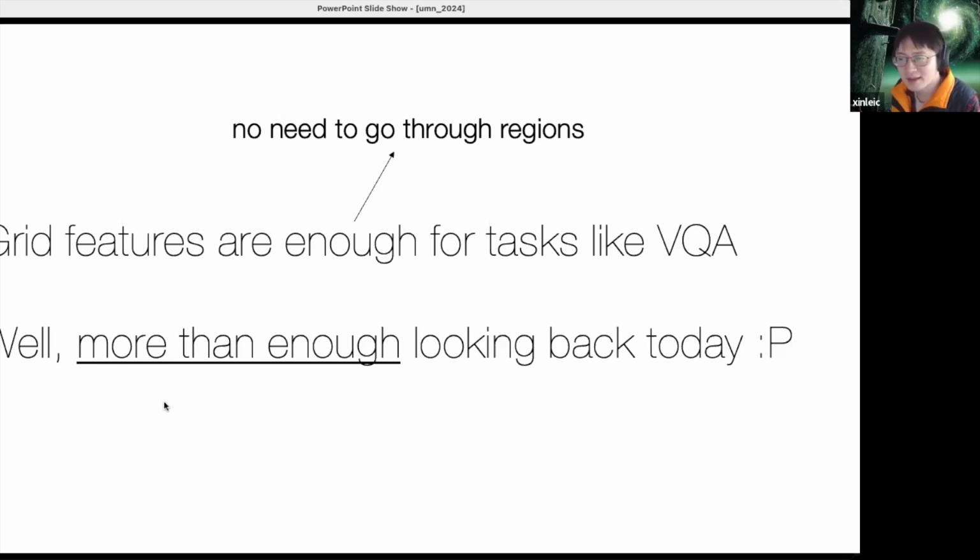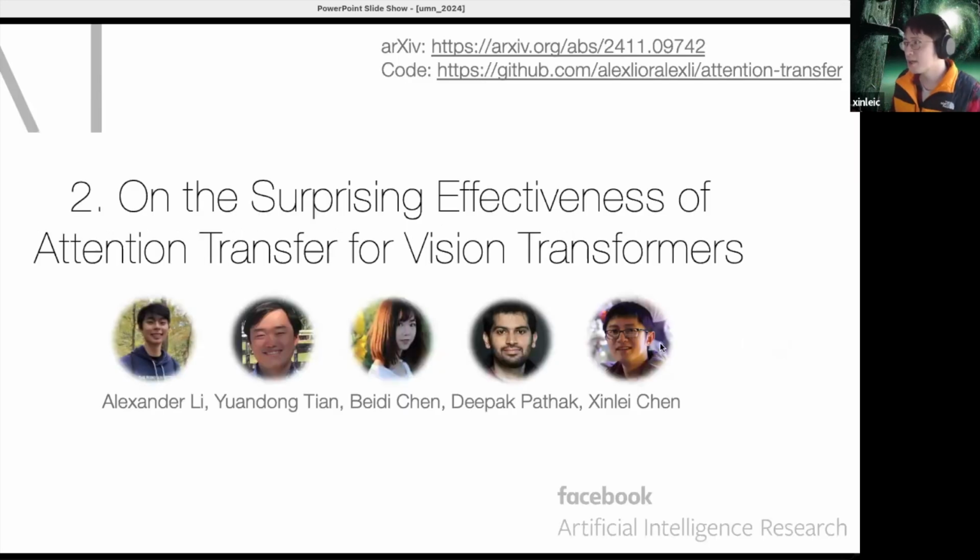Well, these days, if we look back after 4 years, we find that it's actually more than enough, because nowadays people do not talk about region features at all. Nowadays, people just talk about pre-training with large language models, and then you adapt the language models for some vision task, a multimodal vision language task like VQA. And this is more than enough to get really good performance or zero-shot performance on such tasks. So that's the first work.